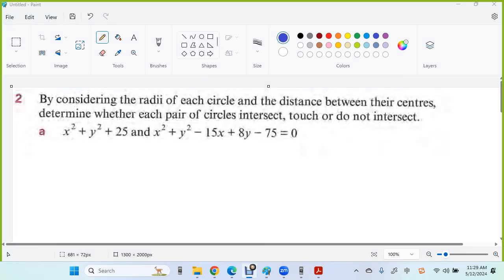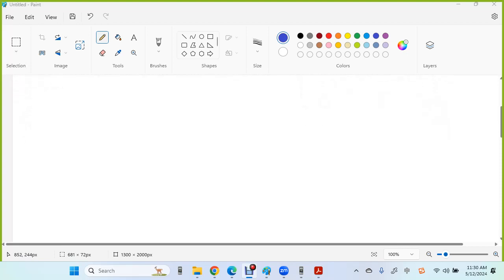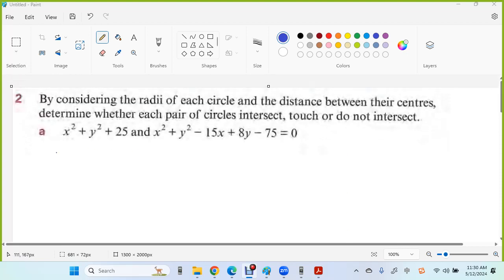Question number 2. By considering the radius of each circle and the distance between their centers, determine whether each pair of circles intersect, touch, or do not intersect. Okay, so this one, I think the equation is equal. The center is (0, 0), and the radius is the square root of 25, that is 5.